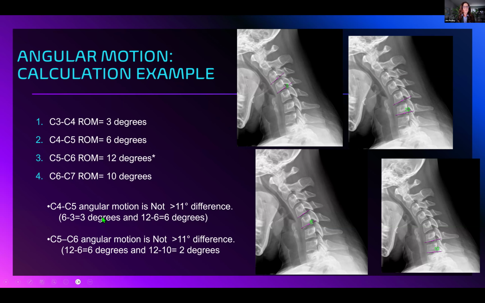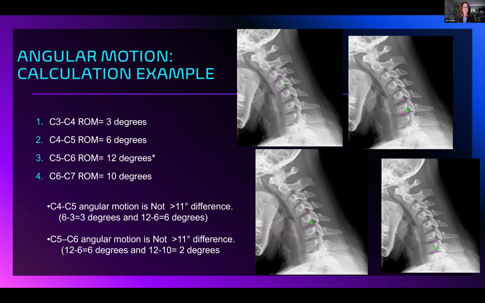Now, what does this all mean? If I want to find angular motion at the C4 level, so remember 2, 3, 4, this is your C4, we go to the level above. So that's 6 minus 3 degrees, and then we get, of course, 3 degrees. That's not greater than 11 degrees. So that means there's no instability at that region. Also, if we were to compare the C4, C5 disc to the C5, C6, then we end up subtracting 12 minus 6, and that is only 6 degrees. So we do not have instability at that area.